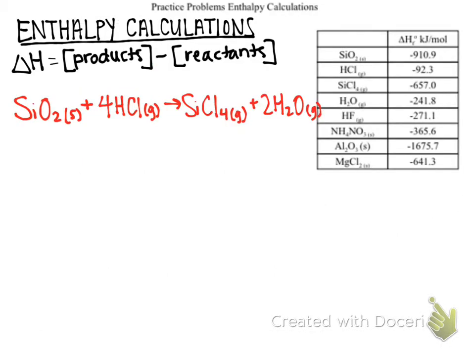For enthalpy calculations, we have to take the total sum of all the products minus the sum of the reactants, and we use the table values for this. So if you're using the balanced equation that I wrote in red, we need the sum of all the products, which are the ones on the right-hand side, and then we subtract the sum of the reactants. So we'll start with just the products. The first product is SiCl4 in a gas, and so if you look over on the table, SiCl4 gas has a value of negative 657.0.